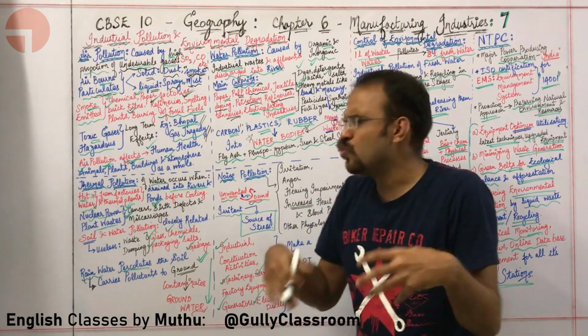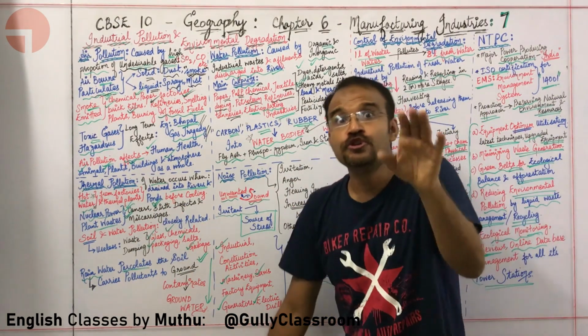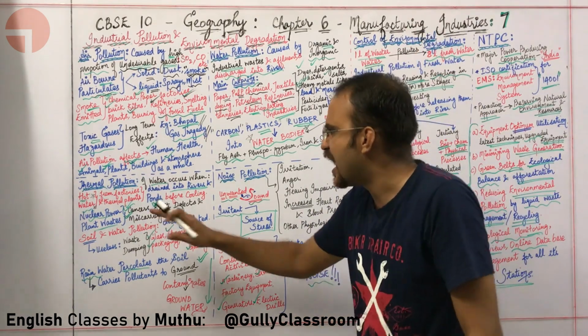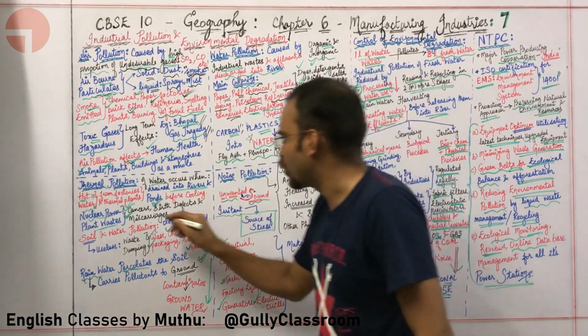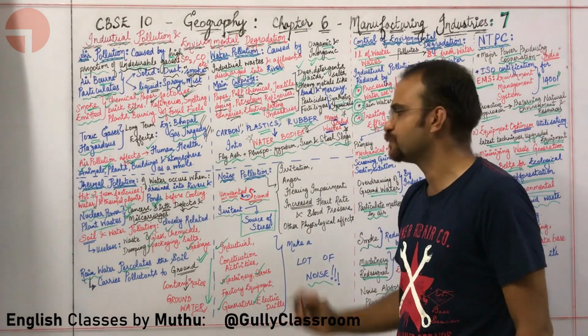Sir, how does nuclear power plant waste affect the environment? Nuclear power plant waste is extremely hazardous. It causes cancers, birth defects and miscarriages.